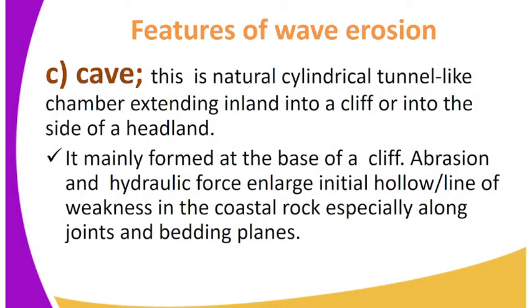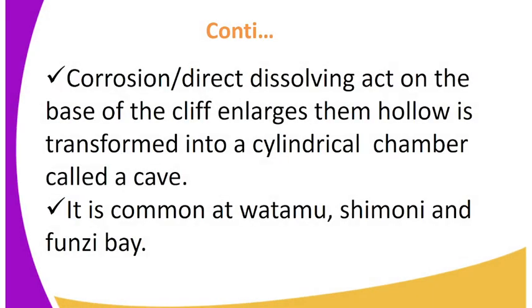This is a natural cylindrical tunnel-like chamber extending inland into a cliff or into the side of a headland. It's mainly formed at the base of a cliff. Abrasion and hydraulic force enlarge an initial hollow or line of weakness in the coastal rock, especially along joints and bedding planes. Corrosion or direct dissolving acts on the base of the cliff and enlarges them. The hollow is transformed into a cylindrical chamber called a cave.